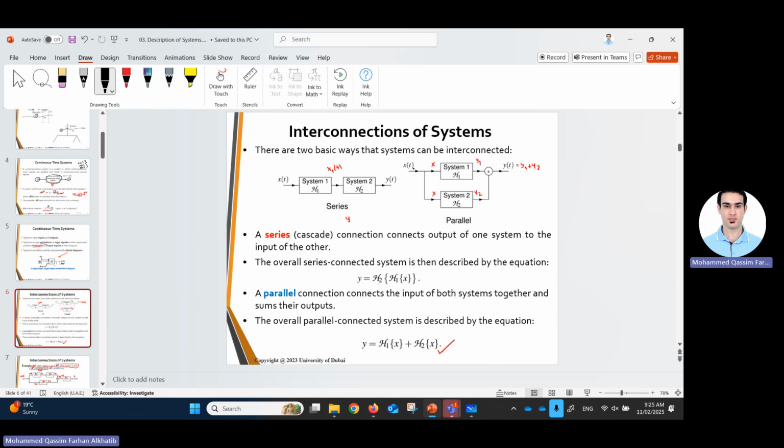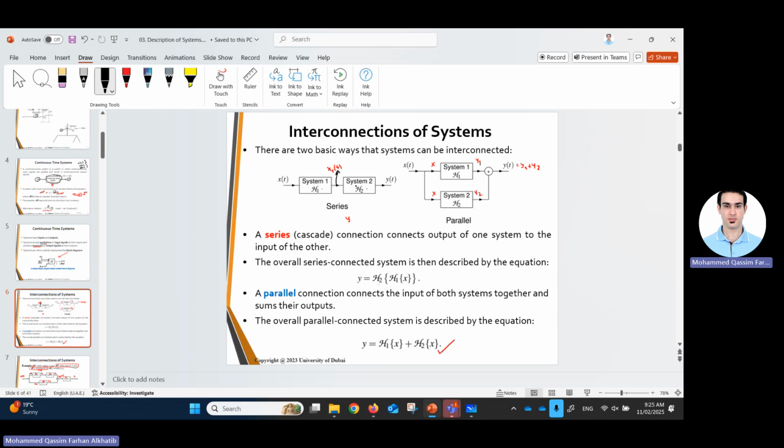Interconnections of systems: when you have two systems in series, you apply the transformations in sequence. First, you have the input, x of t. You apply it to system one, and you get an intermediate output, x1 of t, for example. Then you apply that to the second system, and you get y of t.